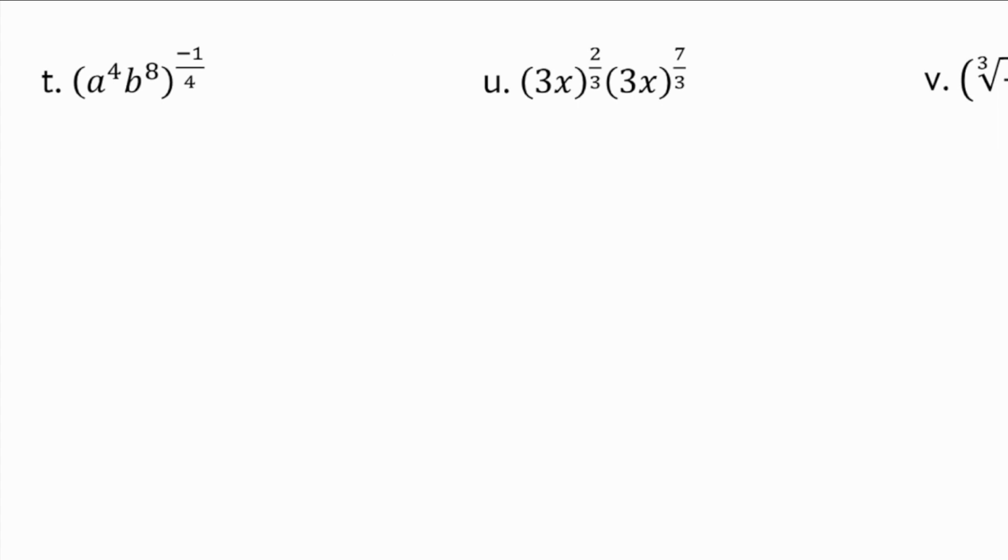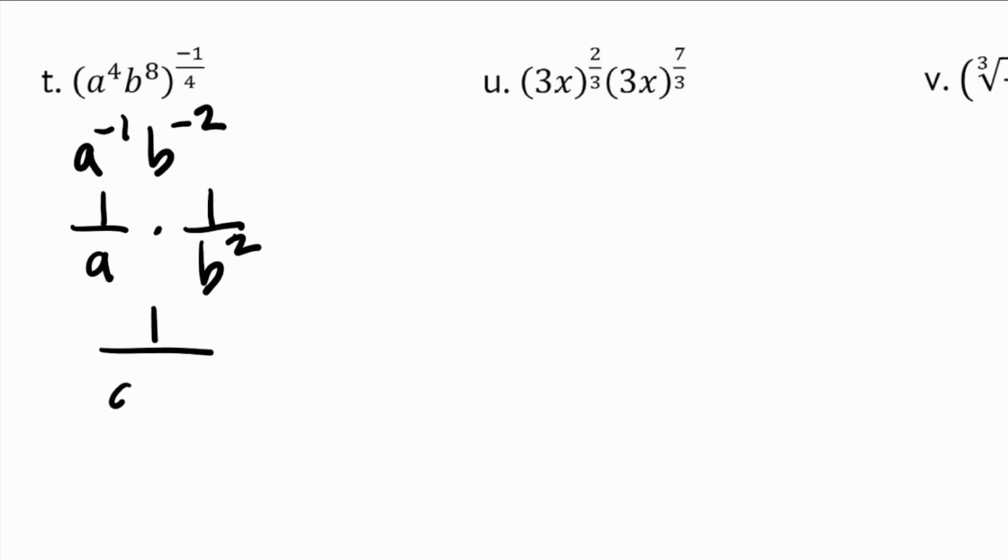These, I don't know, maybe I'll do this one with a negative exponent a little bit differently. So I'll just multiply in the exponent, right? Because if we're taking power of a power, it's where we multiply the exponents. Negative 1/4 of 4 is negative 1, and negative 1/4 of 8 is negative 2. So if I have a to the negative 1, that's 1 over a. B to the negative 2 is 1 over b squared. So I'm going to say that's 1 over ab squared.